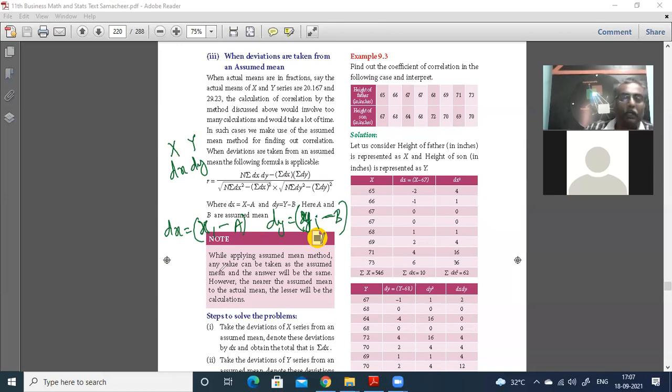Once you understand this, the formula becomes very easy. n into sum of dx dy minus sum of dx into sum of dy. That will be the numerator. Very simple. What will be the numerator? That is the numerator.